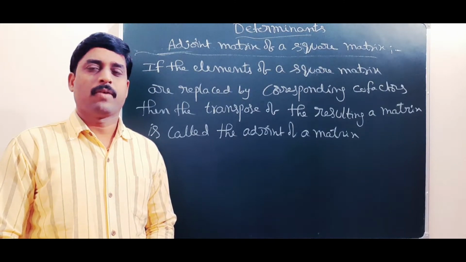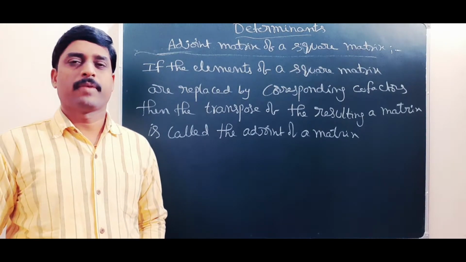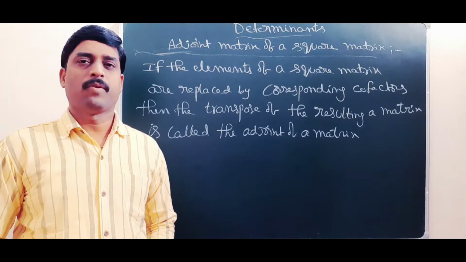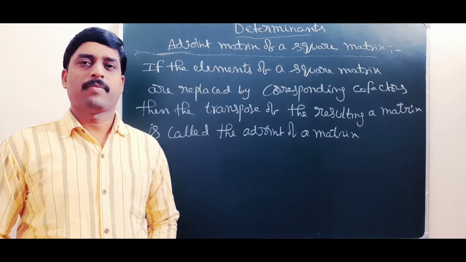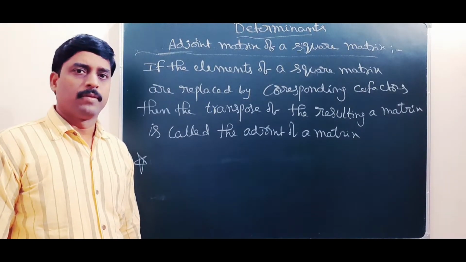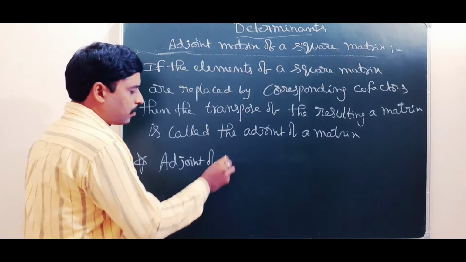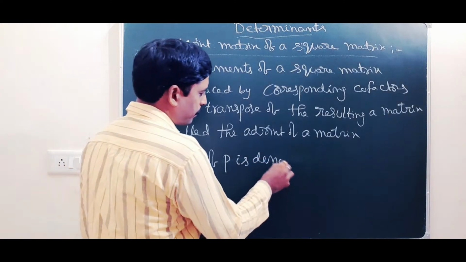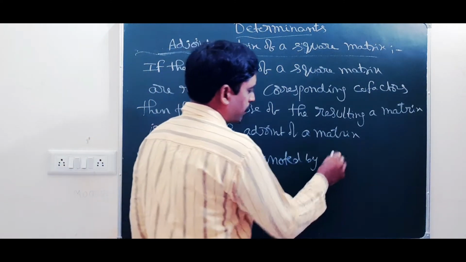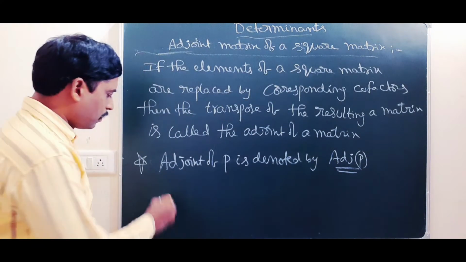Today I would like to explain the determinants concept. Now, let me explain the adjoint of a square matrix. So what is the adjoint of a square matrix? If the elements of a square matrix are replaced by corresponding cofactors, then the transpose of the resulting matrix is called the adjoint of a matrix. The adjoint of P is denoted by ADJP.